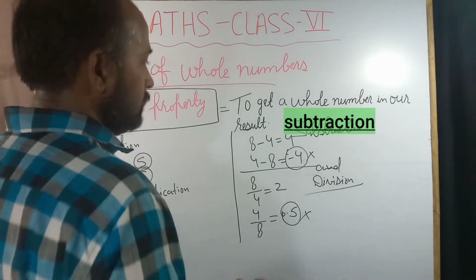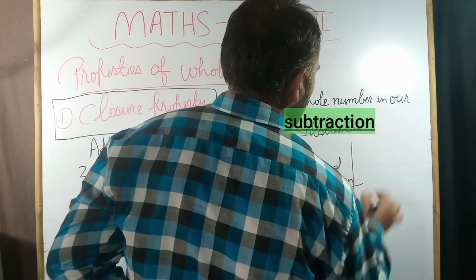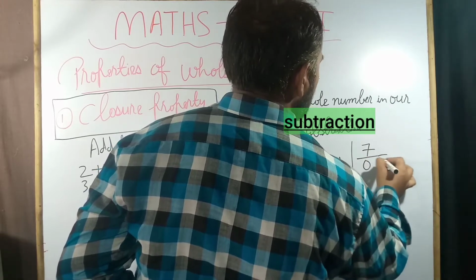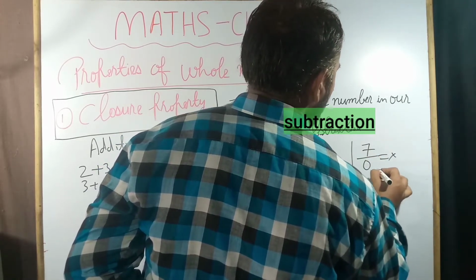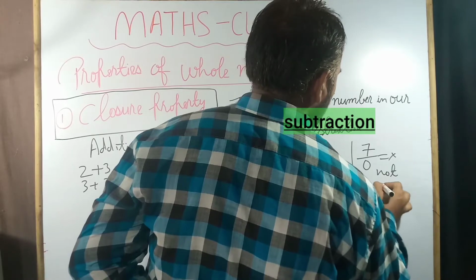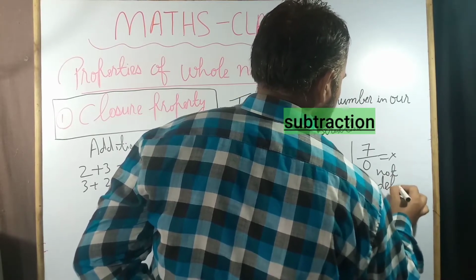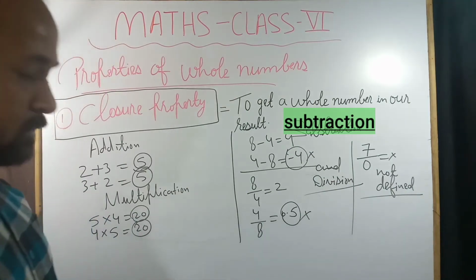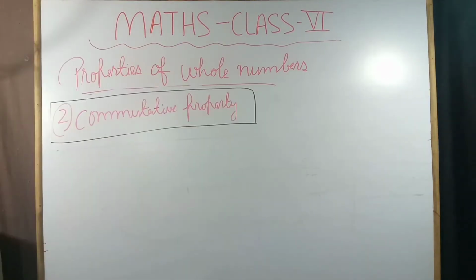One more thing we must understand: whenever we divide any number by 0, there is no answer, it is not defined. Clear? Let's move on to the next property.